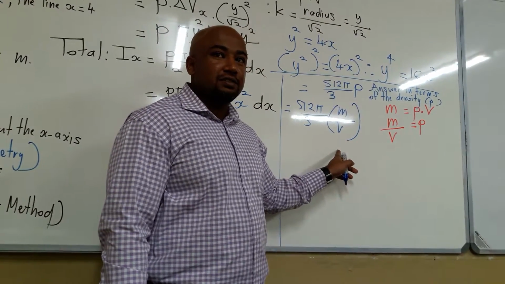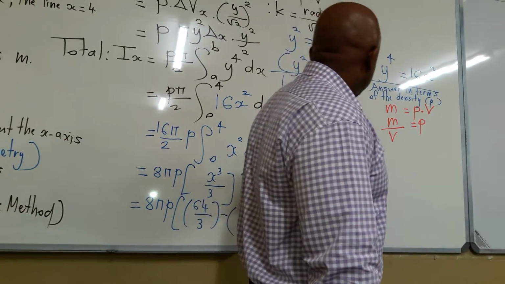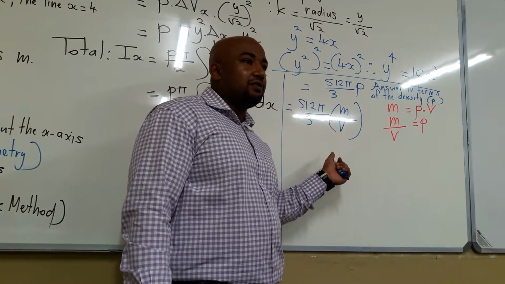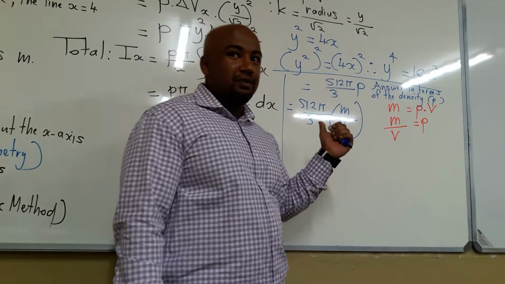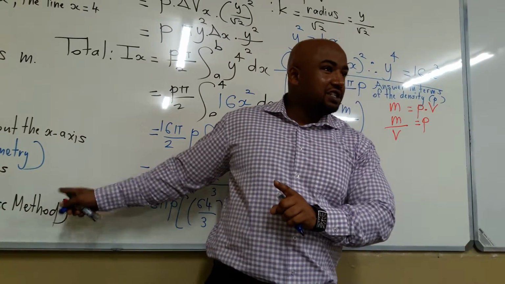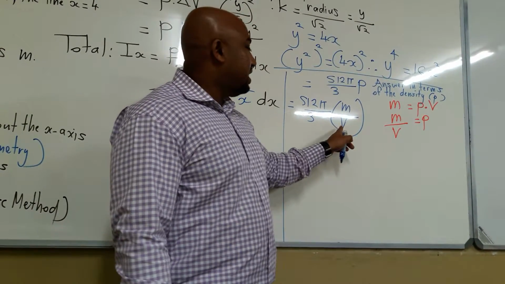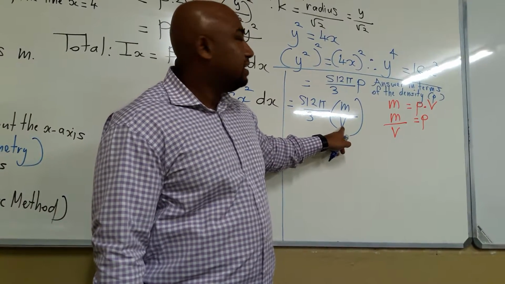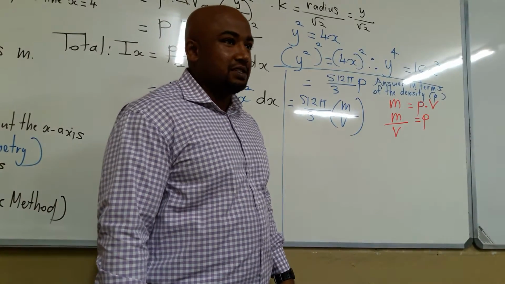Can you see that? Now, what is V? What does V stand for? Volume. Did we work out the volume? No, we didn't work out the volume. We used it to get our formula for the moment of inertia. We need to now work out the volume and then substitute for V. Let's say if I worked out the volume to be 32 pi, then I will divide, and my answer will be in terms of the mass.